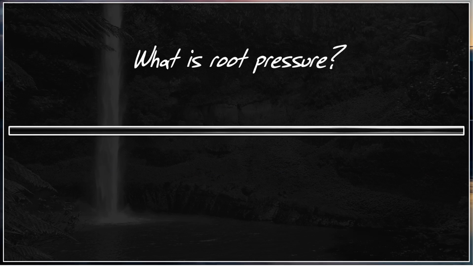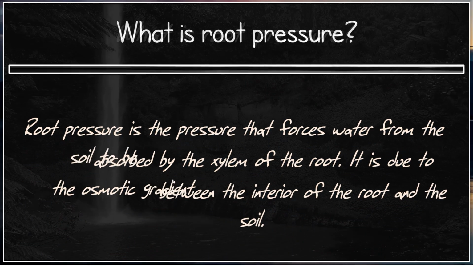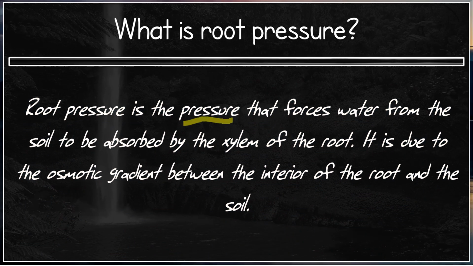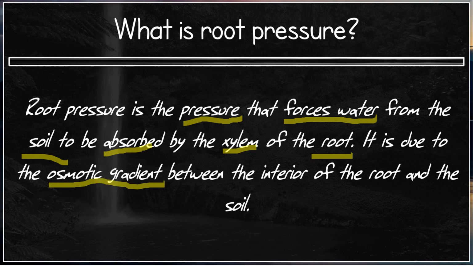What is root pressure? Root pressure is the pressure that forces water from the soil to be absorbed by the xylem of the root. It is due to the osmotic gradient between the interior of the root and the soil.